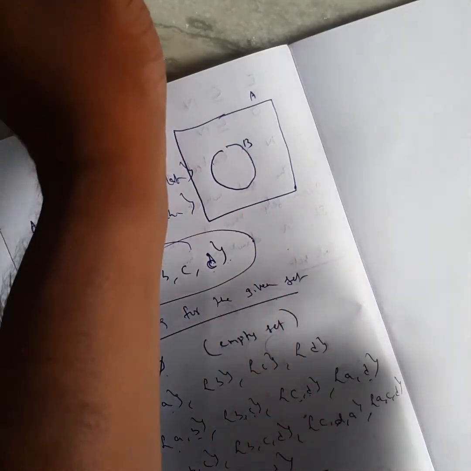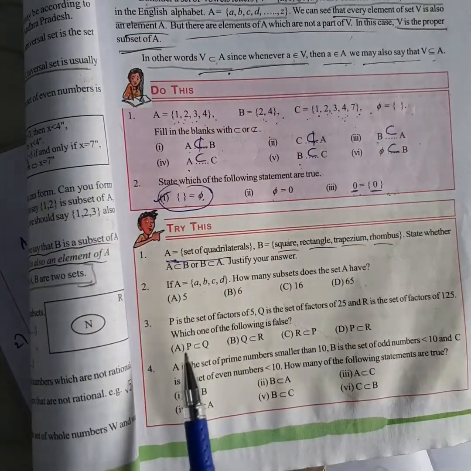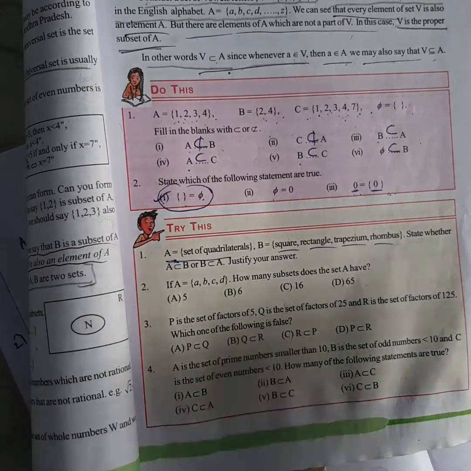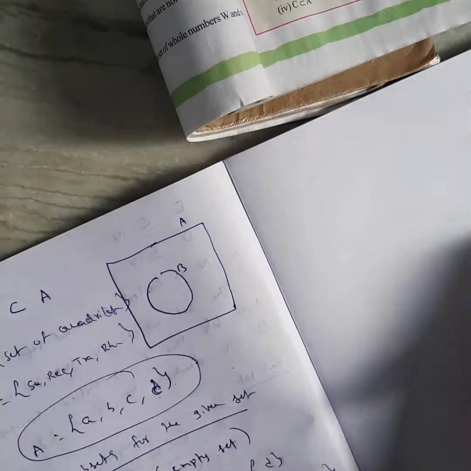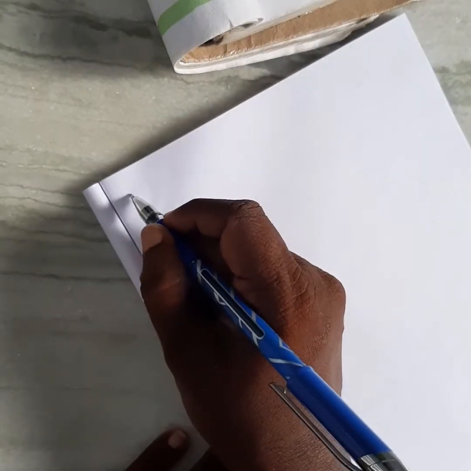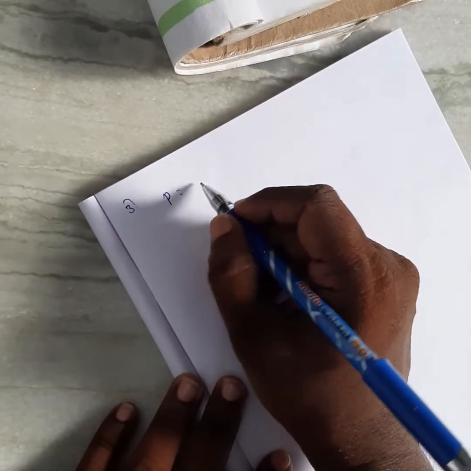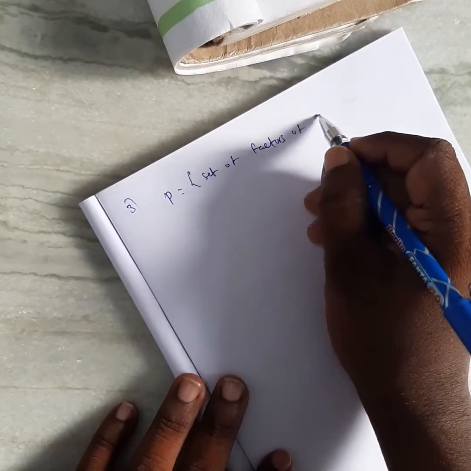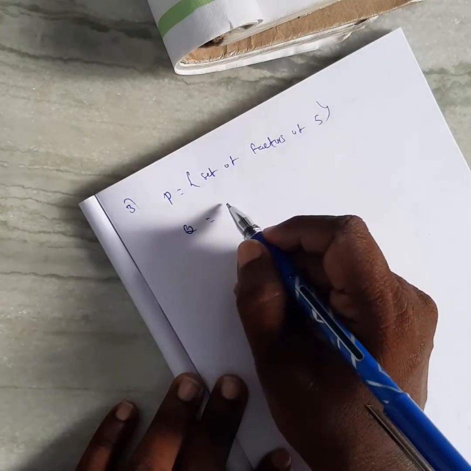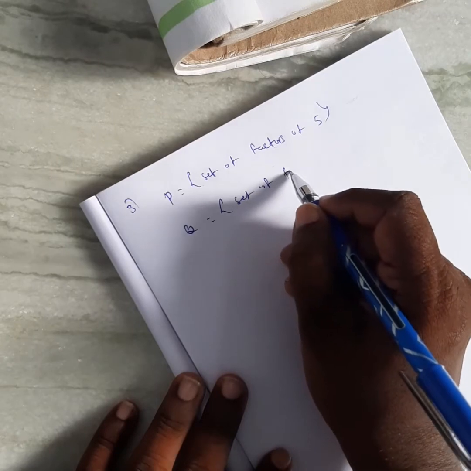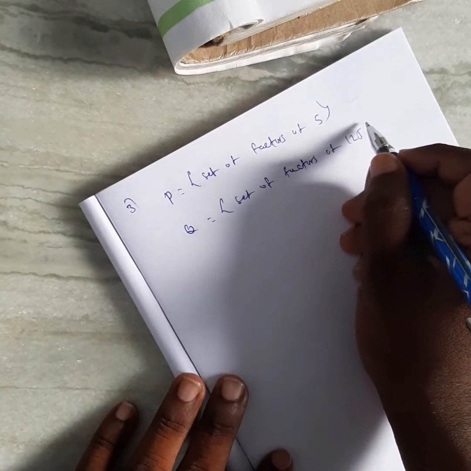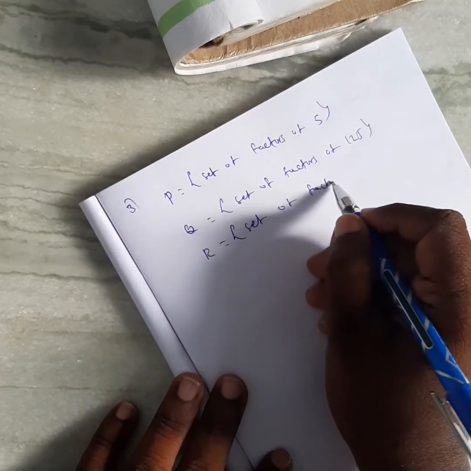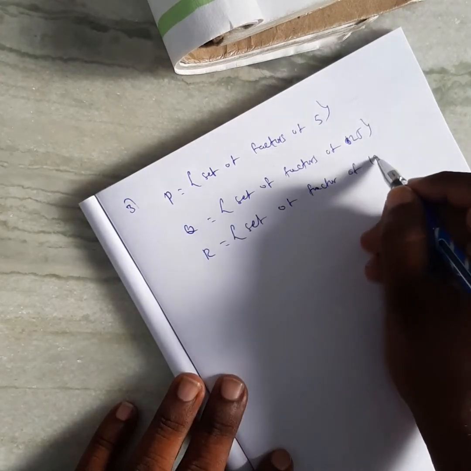Now take question number 3, children. P is equal to the set of factors of 5, Q is equal to the set of factors of 25, and R is equal to the set of factors of 125. I am taking question number 3 here.